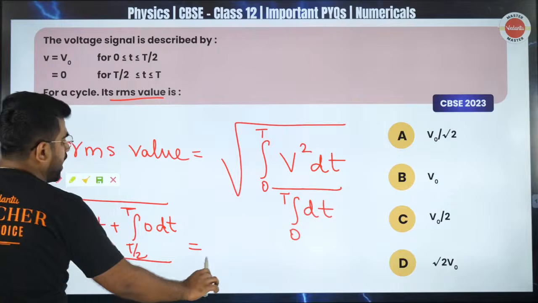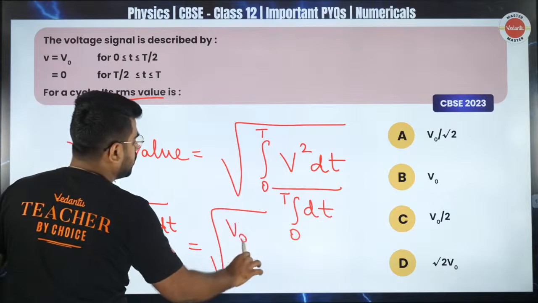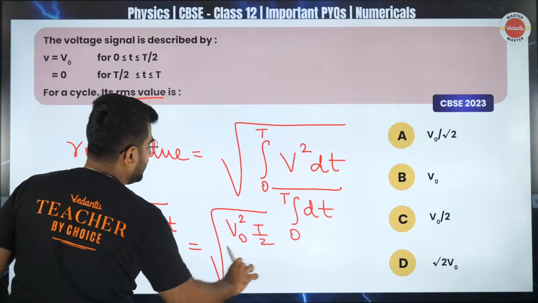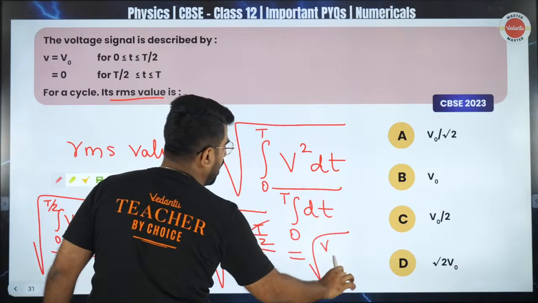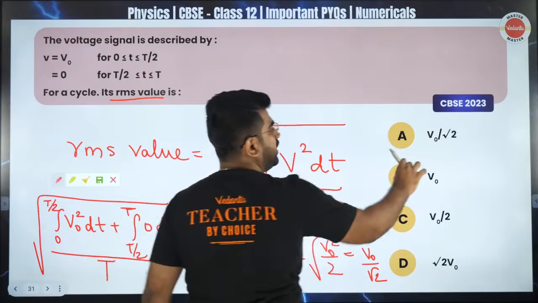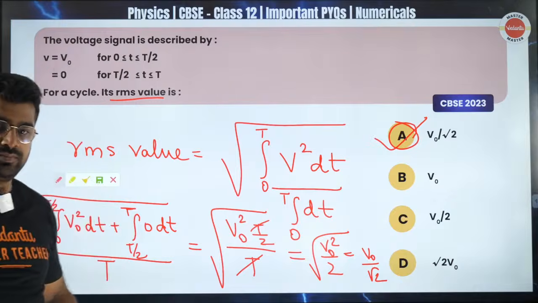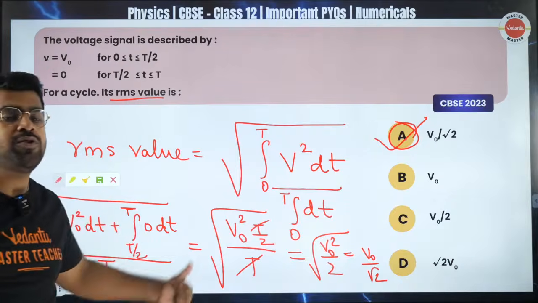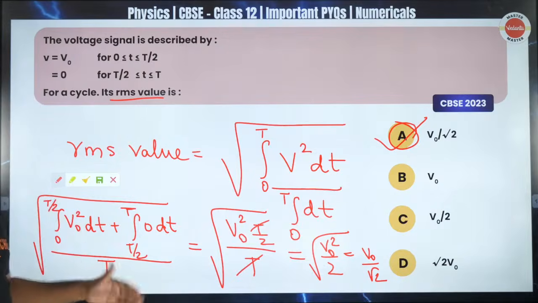So that will be the square root of V0 square dt from 0 to T by 2. So it is V0 square T by 2 divided by T. T cancels. So it will be the root of V0 square by 2. So the answer is V0 by root 2. V0 by root 2 is the right answer. This is how you solve it. I hope all of you are clear. Shall I move forward?